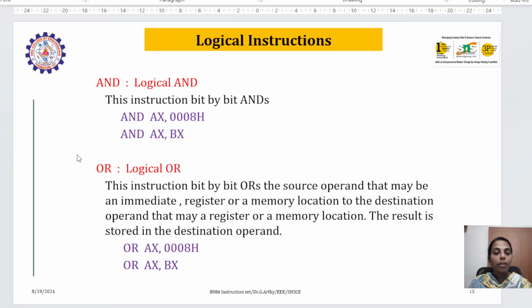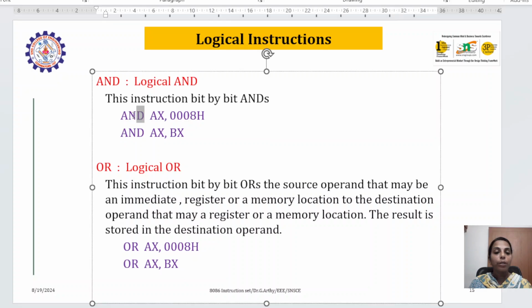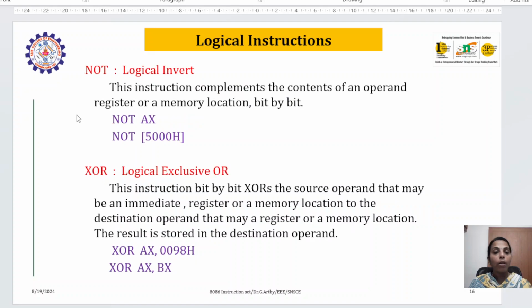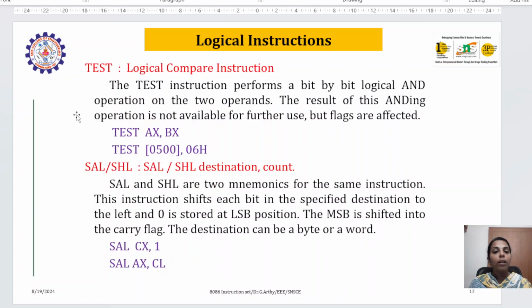Then we have the logical instructions. Those are simple instructions which we use, like AND, where the two operands have to be mentioned, and then OR. Similarly, for NOT we always have one input, so only one input is given. Then XOR. Then the TEST instruction, which is a logical compare instruction. The TEST instruction performs a bit by bit logical AND operation on the two operands. The result of this AND operation is not available for further use, but it affects the flags.